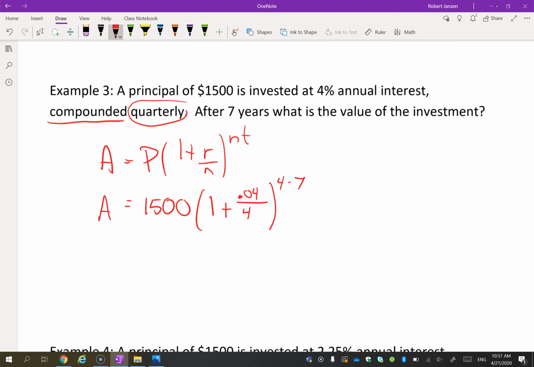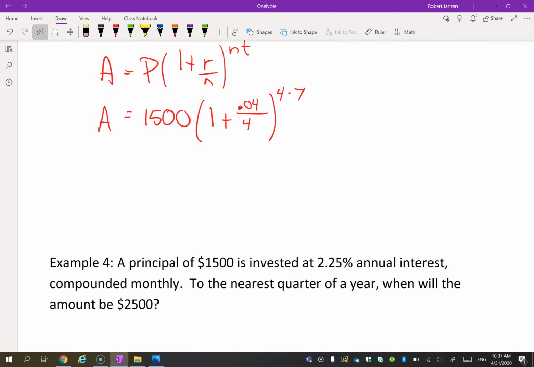7. So this is just put it in the calculator. Let's put the whole thing in there. 1,500 times, open brackets, 1 plus, and you can actually just type this in exactly as you see it. So 1 plus 0.04 divided by 4, close the bracket, and then to the power of, don't say to the power of 4 times 7. Say to the power of 28. Otherwise, your order of operations will mess you up there.